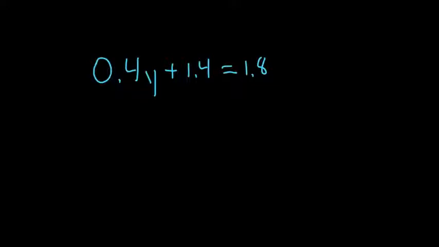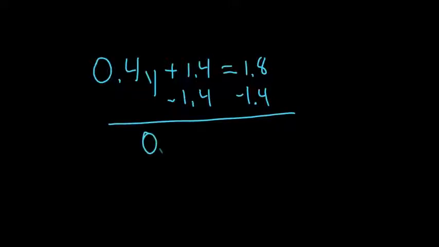Alright, so let's do one more example. I got 4 tenths y plus 1 and 4 tenths equals 1 and 8 tenths. So again, get rid of your addition and subtraction first. I got to get rid of plus 1 and 4 tenths, so I'm going to subtract 1 and 4 tenths from both sides to keep my equation balanced. So I get 4 tenths y equals 1 and 8 tenths minus 1 and 4 tenths, which is 4 tenths.